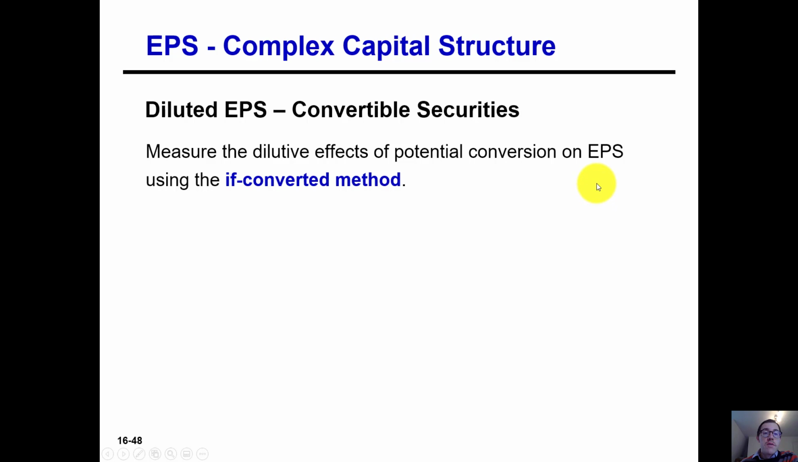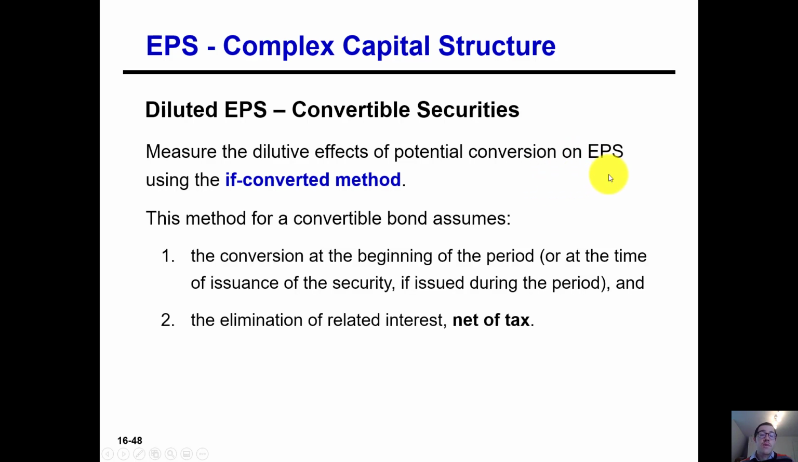Okay, so we'll first talk about when you have convertible securities. We measure the dilutive effects of potential conversion using the if-converted method. We're going to assume, what if everyone converted? Here's what else we're going to assume. We're going to assume the conversion occurs at the beginning of the period. So you're reporting, say, for December 31st. We're going to report diluted EPS assuming what if they had converted on January 1st of that fiscal year. Maybe they did, maybe they didn't, but we're going to report as if they did.